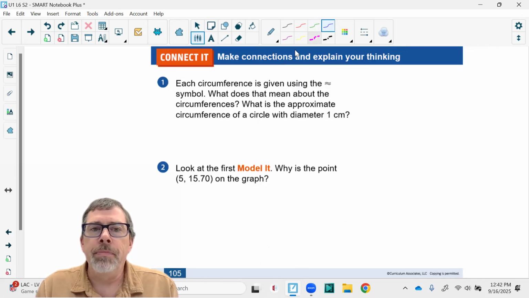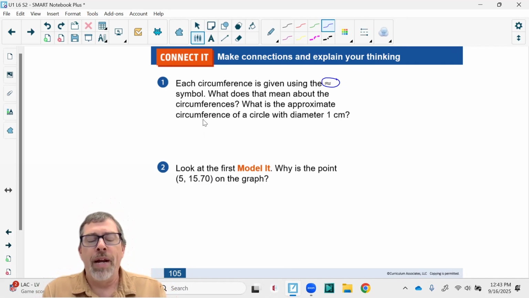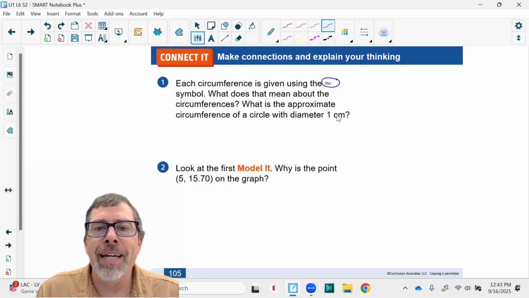Now let's connect it. Each circumference is given using the approximation symbol, which looks like a squiggly equal sign. What does that mean about the circumference? Well, the circumference is given using an approximation. That tells us the circumference is being approximated, and it's not an integer or a rational number. It's probably irrational. So what's the approximate circumference of a circle with a diameter of 1 cm?